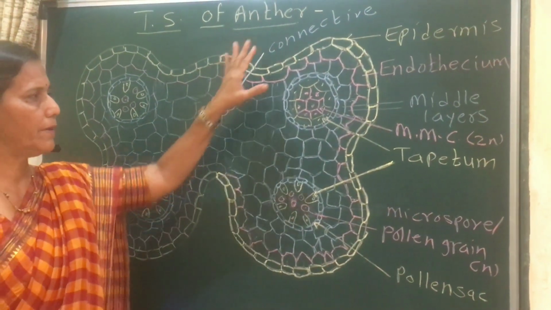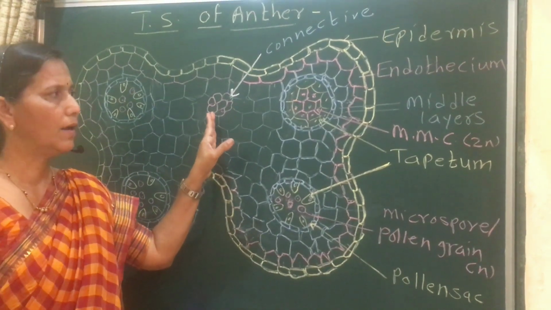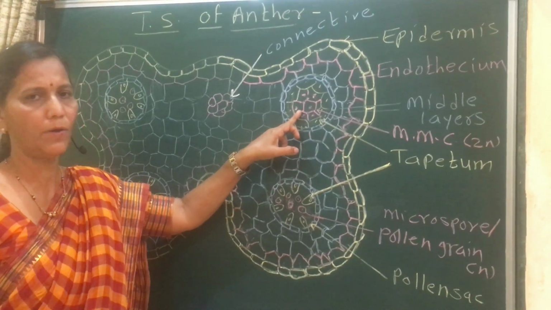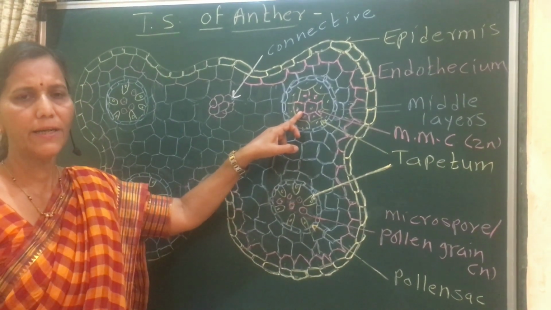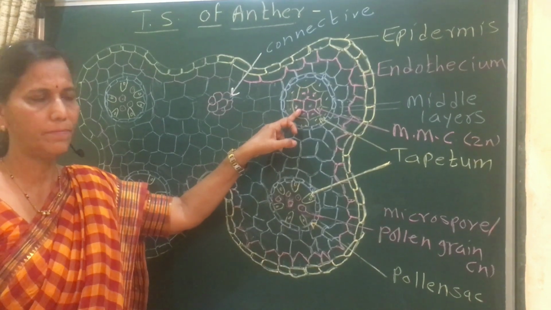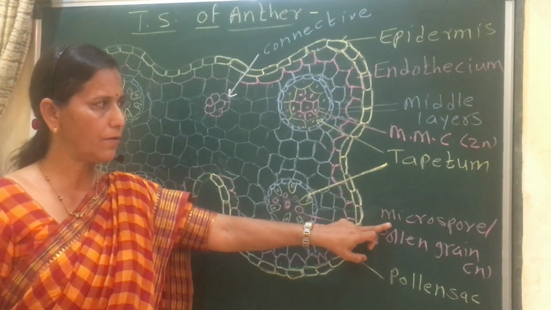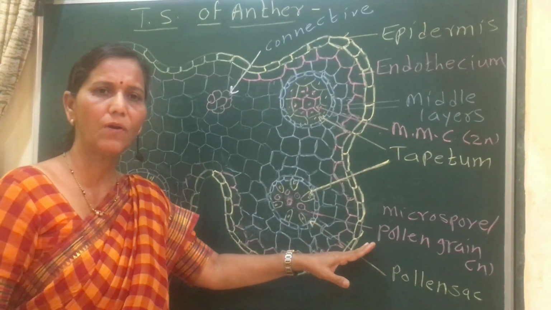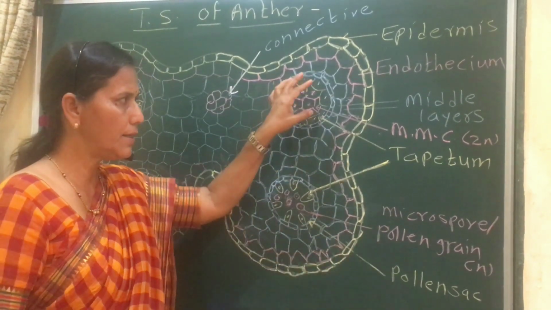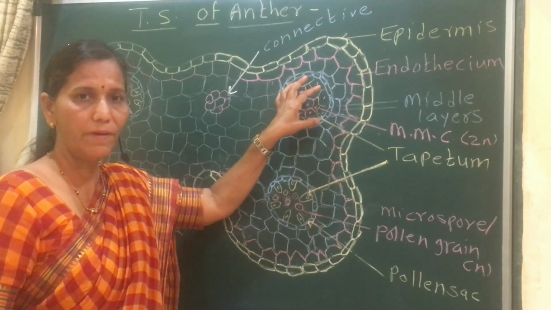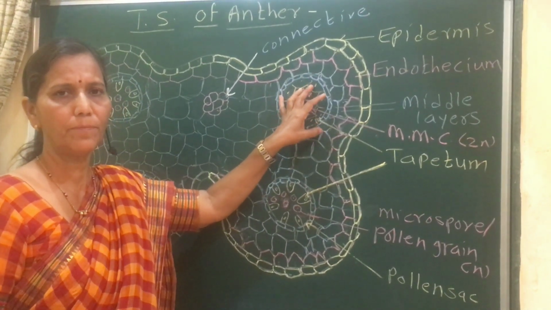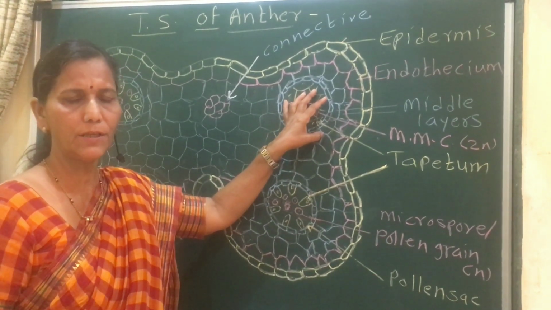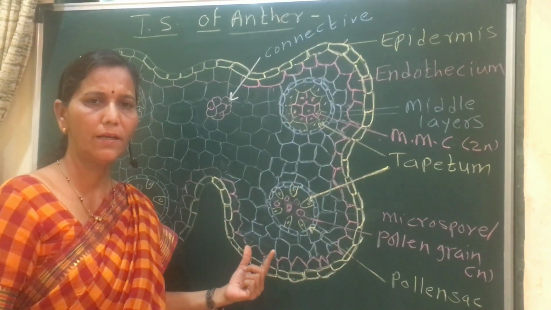Then connective is seen. Immature anther shows these microspore mother cells which are diploid. You already studied microsporogenesis, means formation of microspores from microspore mother cell by reduction division. This is called microsporogenesis, and this event happens in the pollen sac. So pollen sacs are also called microsporangium or microspore producing structure.